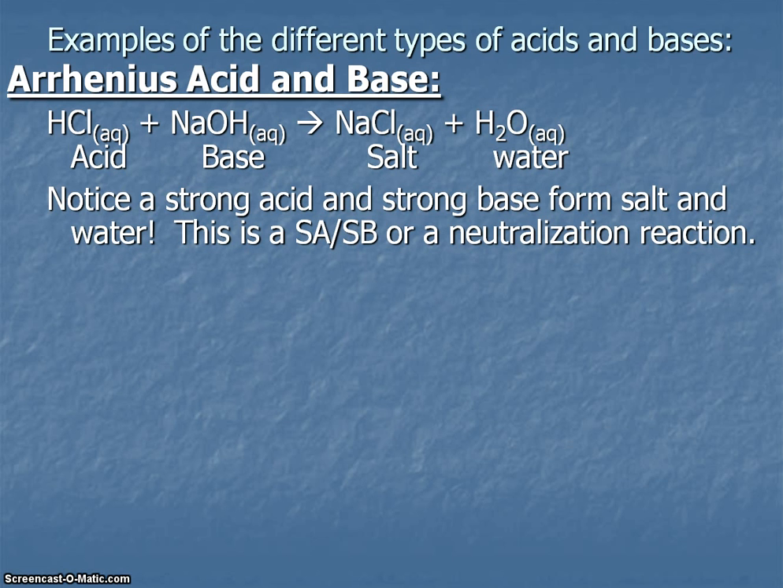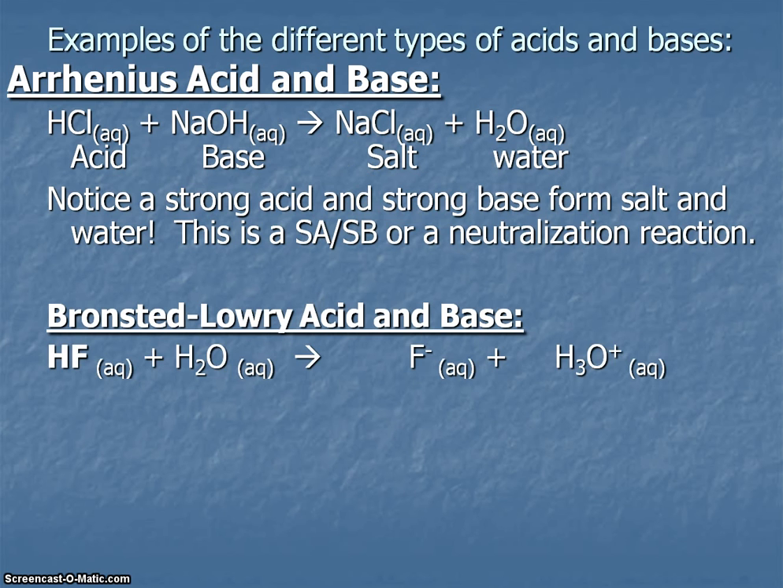The second type that we talked about was Bronsted-Lowry. And Bronsted-Lowry, remember, its definition was an acid will donate a hydrogen and a base will accept it. So here's an example. We have HF, which is a weak acid. We have water, and HF will donate the hydrogen, making water become a hydronium ion. Notice on the acid-base Bronsted-Lowry, we end up with charges. That's a clue to let you know that's a Bronsted-Lowry.